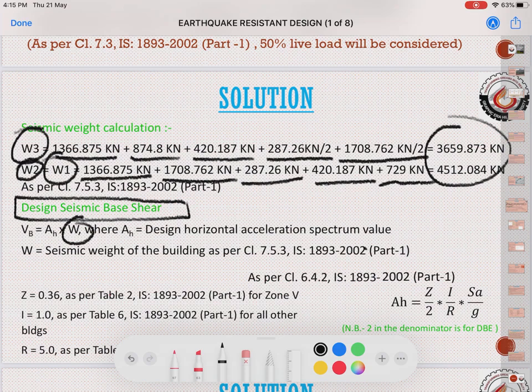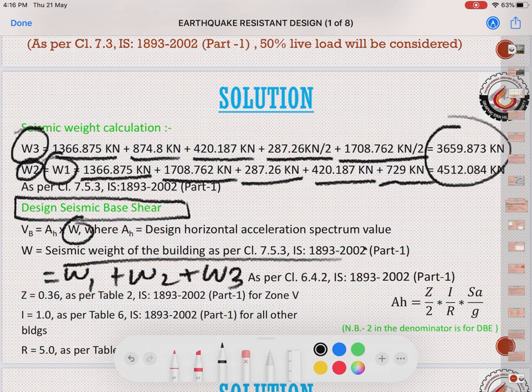Okay, so we can calculate the design seismic base shear using this formula. What is W? W is the seismic weight of the building, and the seismic weight of the building is simply the summation of W1 plus W2 plus W3. So it is not very difficult. You can calculate by adding these three loads, W1, W2, W3.